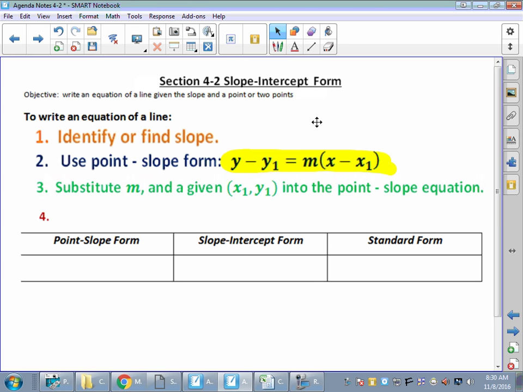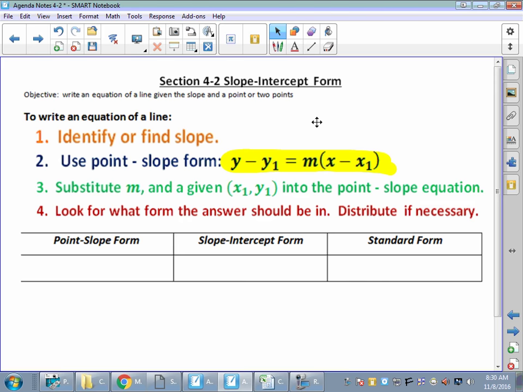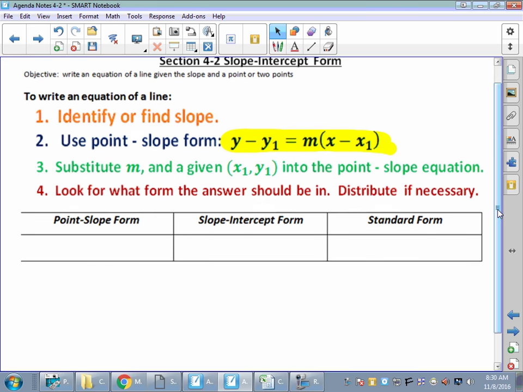We're going to substitute the slope and the given point into that equation, just like we did in section 4.3. And then we're going to look for what form the answer should be in. We're going to distribute, we're going to solve, we're going to move things around as necessary. So everybody knows point slope form. That's the starting point. We're always going to use that. That's why I put that in that first box.